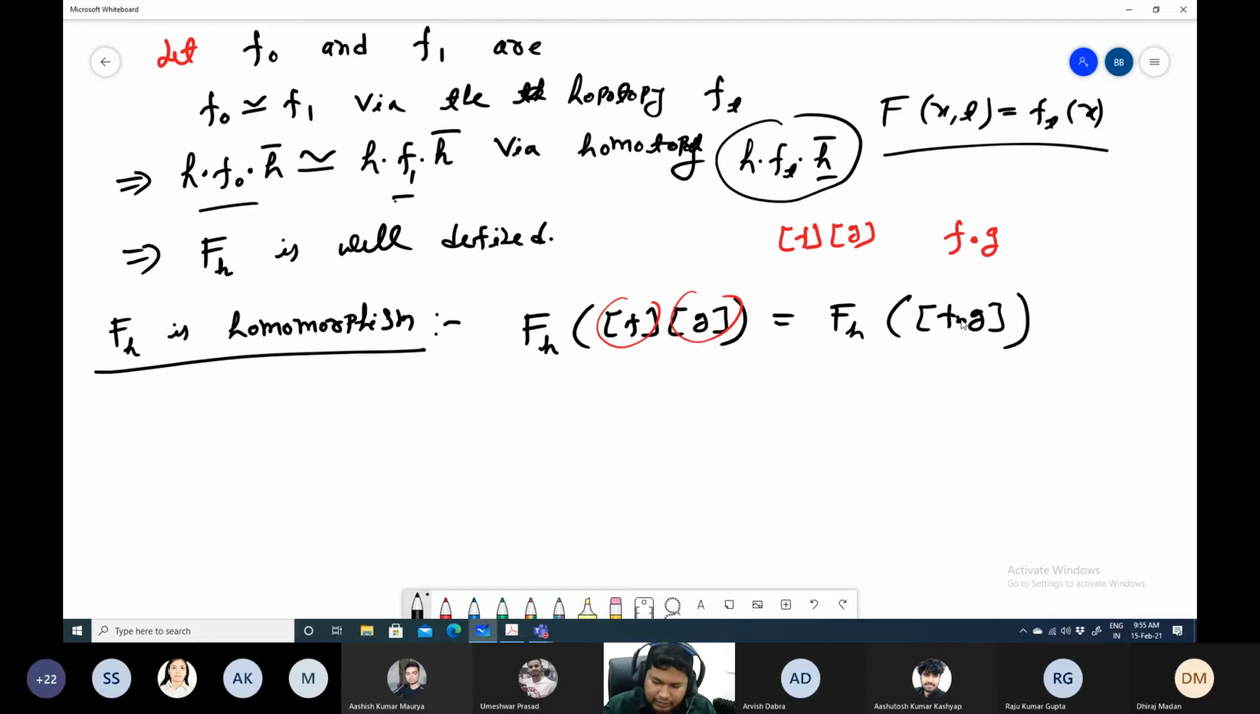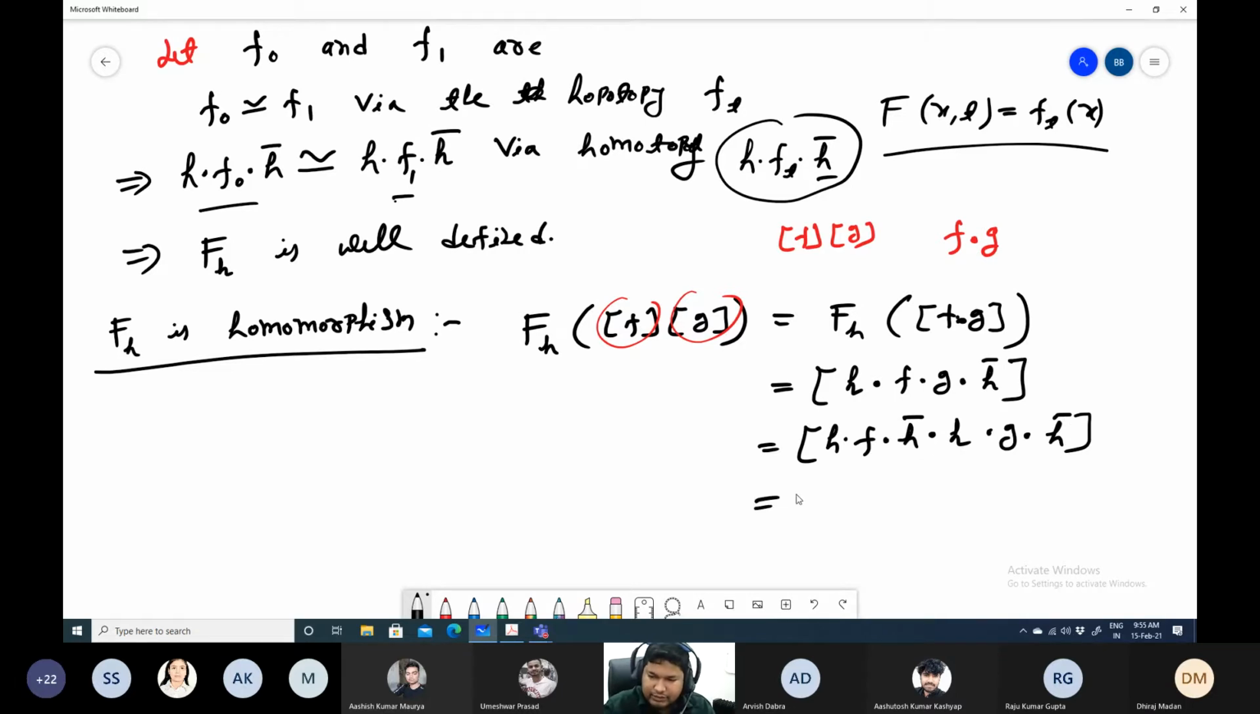Okay, so here we have a dot. Now by definition, this is h dot f dot g dot h closure, sorry, h bar. Now we know that h and h bar are inverse to each other, right? So therefore we can write here h f h bar h g h bar. And we just use the associative property.